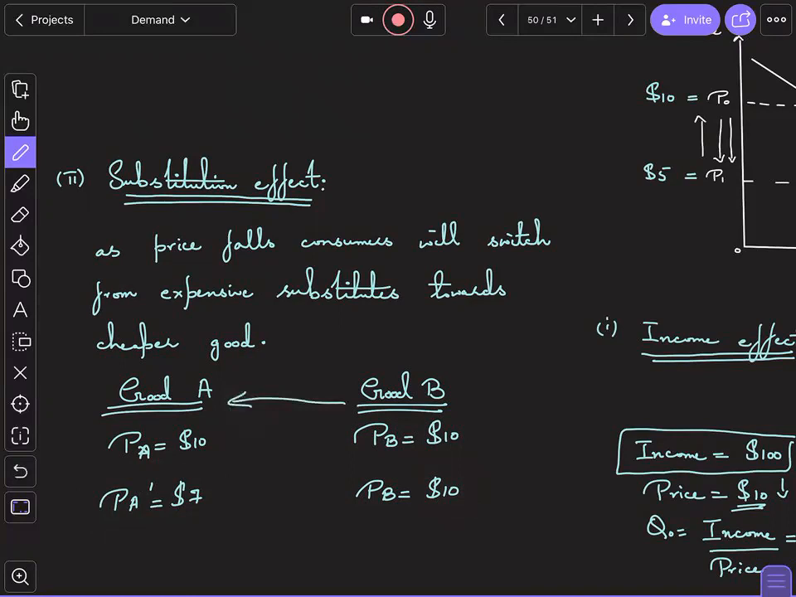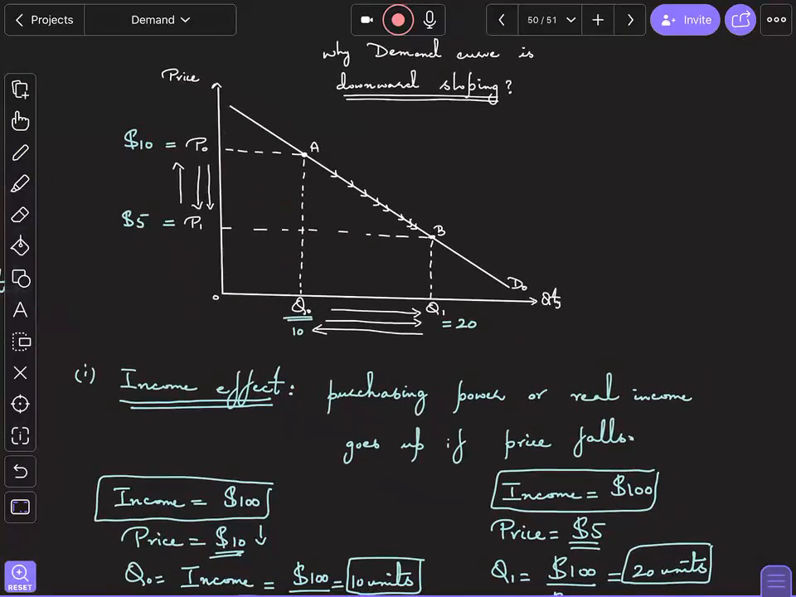That is why, as the price falls, more quantity of the good is consumed, because some of the consumers will switch from alternatives or from other products towards this good. So the reasons why we have a downward sloping demand curve are, number one, the income effect, and number two, the substitution effect of price changes.